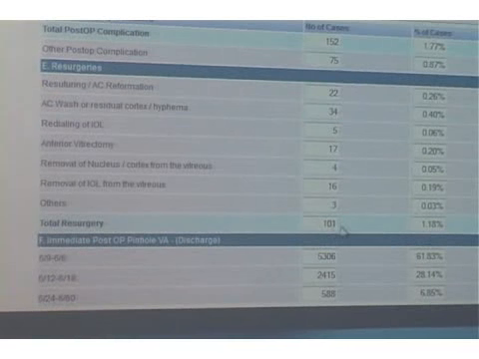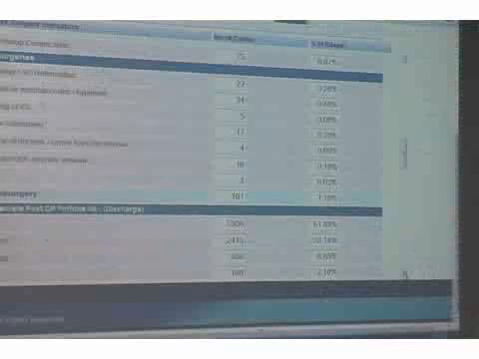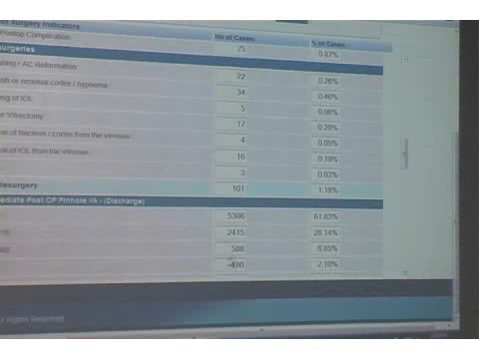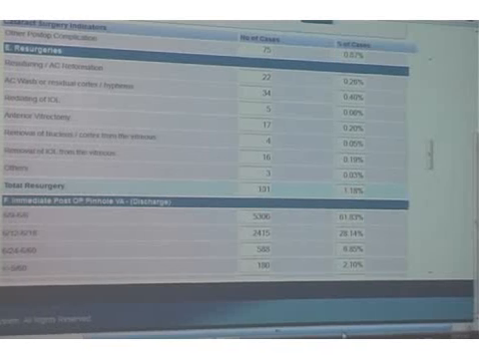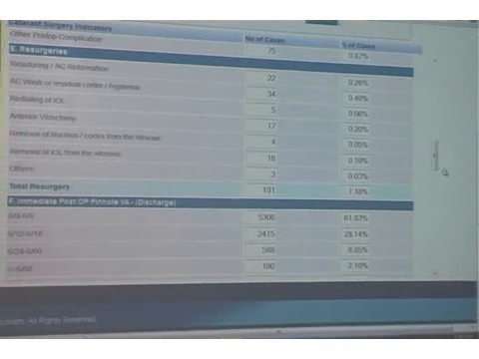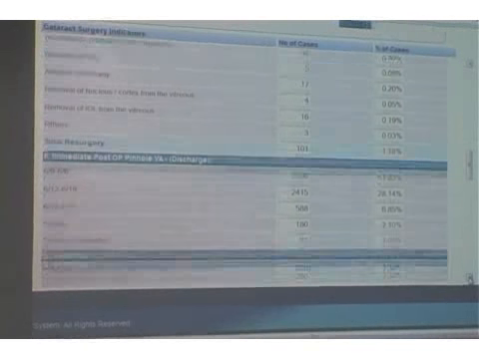Then we had a resurgery in 101 patients, which is like 1 point. So this is immediate at the post-op. We used to do a pinhole for the patient's vision. So 61% had 6/9 or better with the pinhole at the time of discharge.